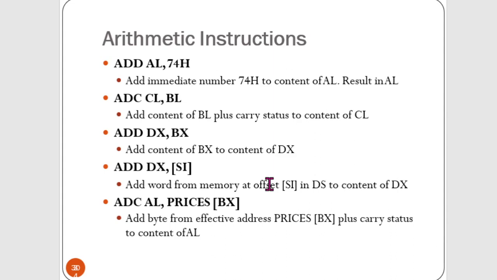Then add with carry CL comma BL. We are adding the CL and BL registers, and the content will be saved in the CL register. Similarly, add BX comma DX and add DX comma SI. So these are all the possibilities of add instructions. Basically, you can have direct, indirect, register, immediate. All addressing modes are possible with add instructions.